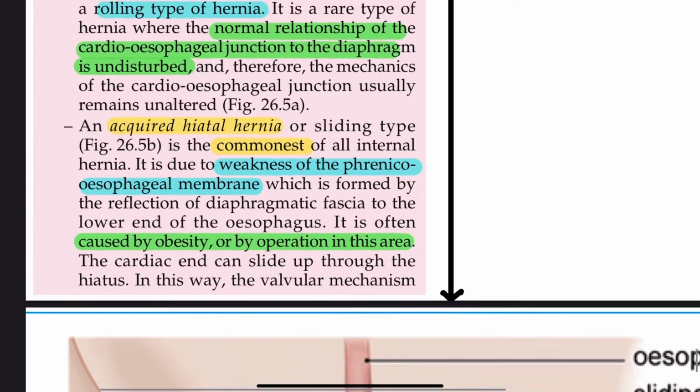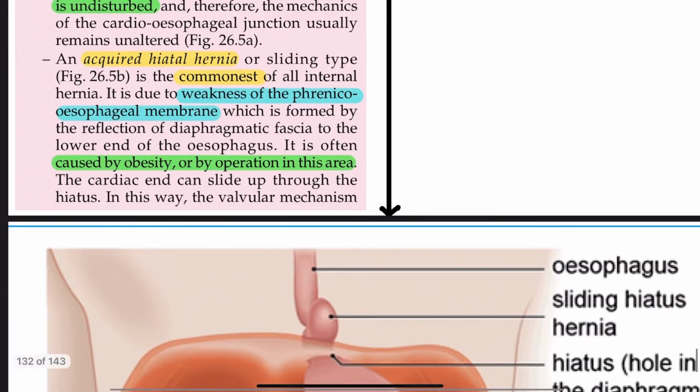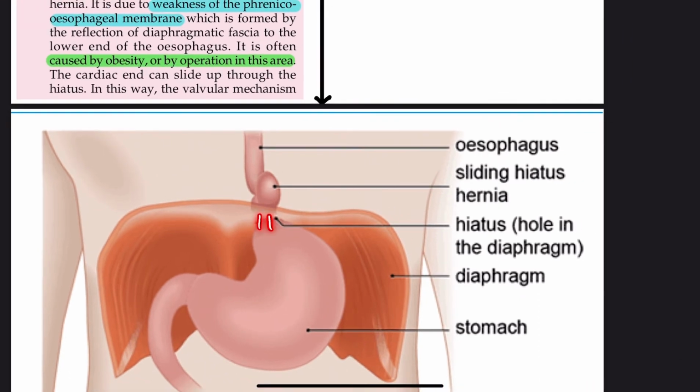But the next type is the sliding type of hernia, or acquired hiatal hernia, which is the commonest. It is due to weakness of the phrenico-esophageal membrane joining the diaphragm and the esophagus. If that membrane is weak, which can be due to obesity or operation in this area, what will happen? The part of the stomach or the esophagus will slide upwards.